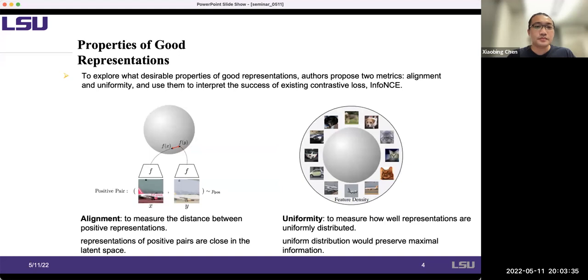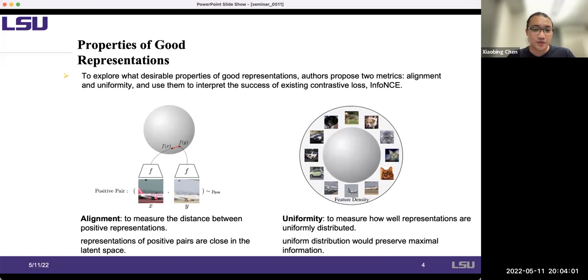So how can we evaluate the quality of the representations? In this paper, the authors propose two metrics, alignment and uniformity, and they want to use them to interpret the success of the existing contrastive loss, InfoNCE.